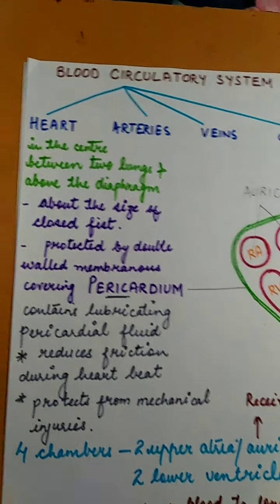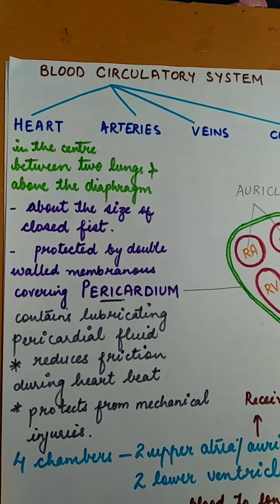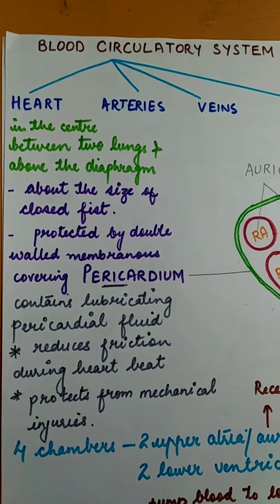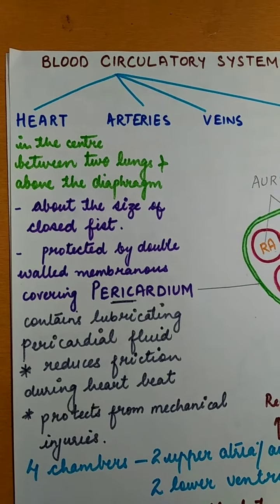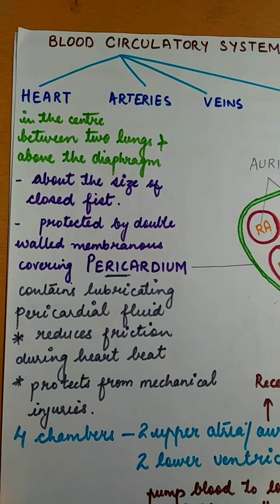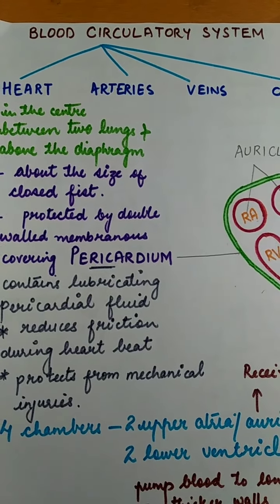Now we'll come to the first and foremost component of the blood circulatory system, which is our heart. The heart lies in the center of our body between the two lungs and above the diaphragm. Generally, people think that the heart is on the left side of our body, but it is not so.